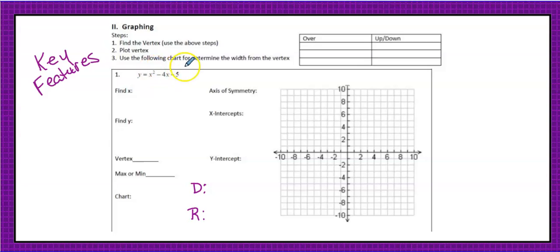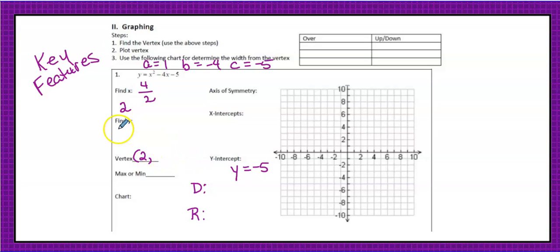Okay, to find x, let's use that formula. We have A equals 1, B equals negative 4, and C equals negative 5. The y-intercept is always C, so the y-intercept is going to be negative 5. All right, find x. The opposite of B, that's 4, over 2 times A, that's 2. So x is 2. Just want to check and make sure I got the right thing. Okay, so that is the x value in the vertex.